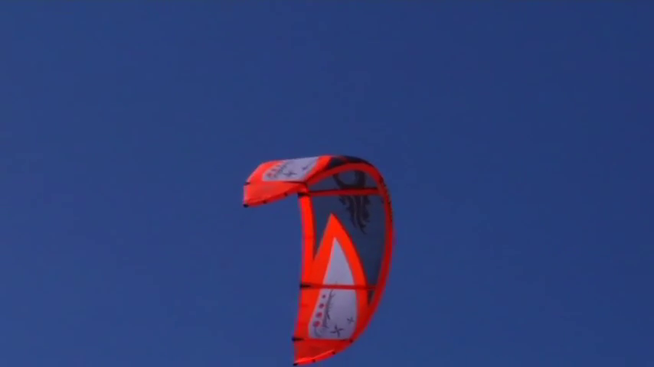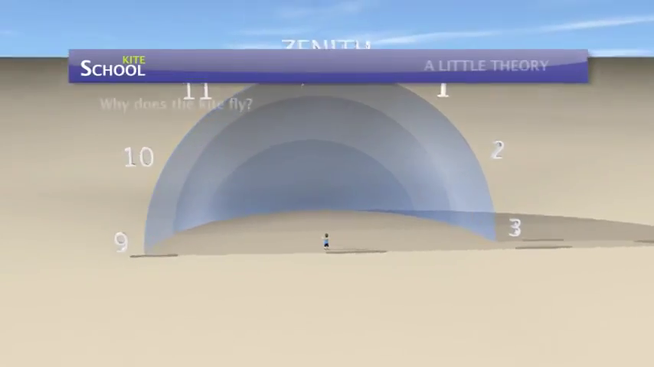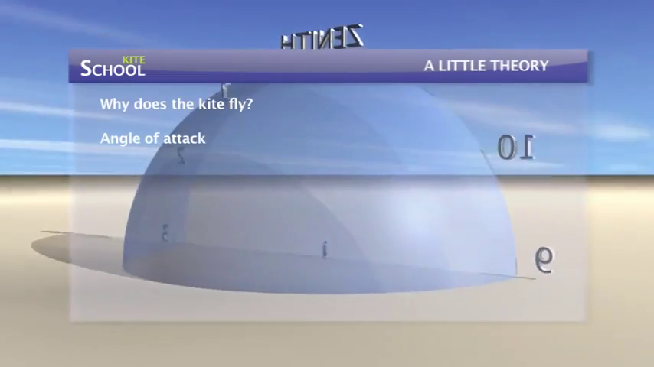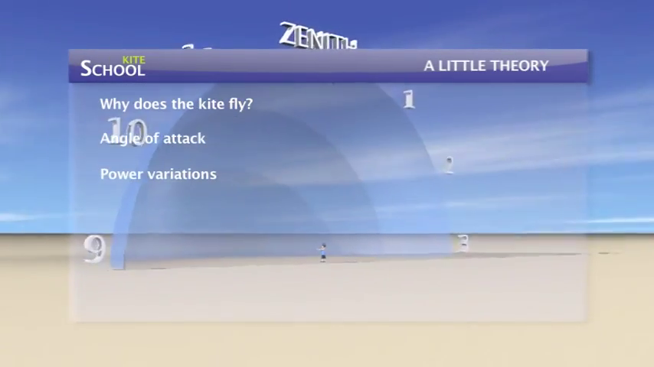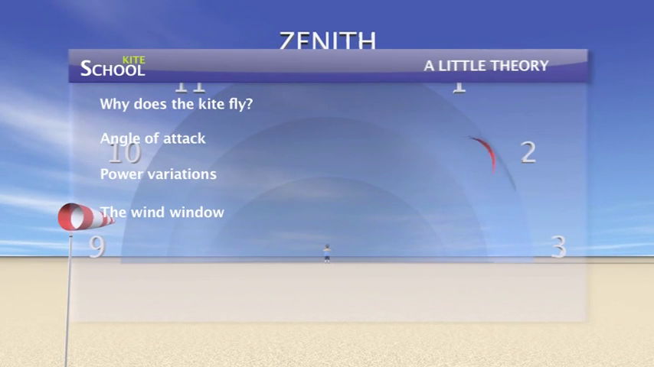In this section, we will use some animations to describe certain theoretical principles regarding the flight mechanics of a kite in order to answer some very simple questions. Why does the kite fly? What is the angle of attack? What elements modify the power supplied by the kite? The 3D animations will also help us to understand and visualize the flying space of a kite, often referred to as the wind window.